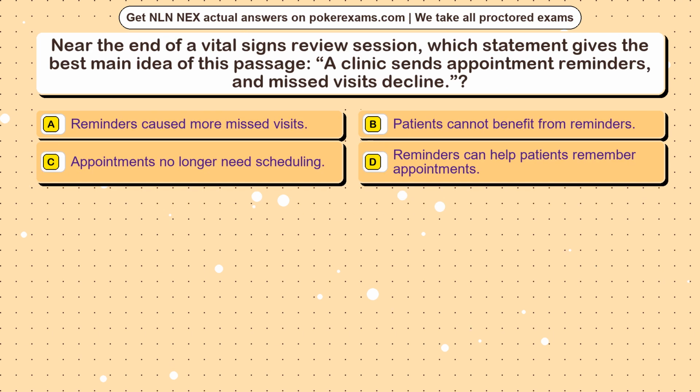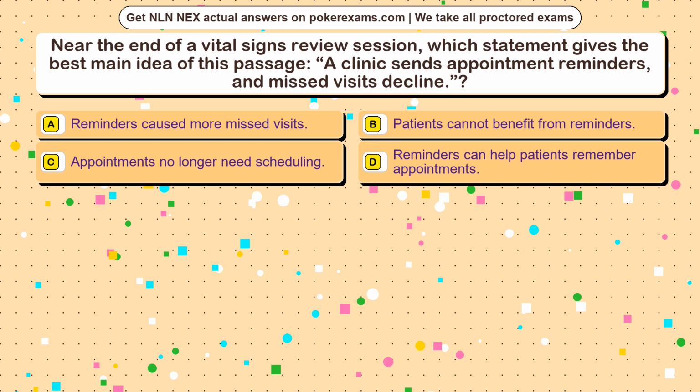Question 19. Near the end of a vital signs review session, which statement gives the best main idea of this passage? A clinic sends appointment reminders, and missed visits decline. Option A, reminders caused more missed visits. Option B, patients cannot benefit from reminders. Option C, appointments no longer need scheduling. Option D, reminders can help patients remember appointments.